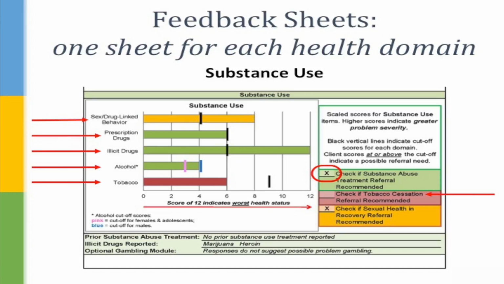The other thing that's in this particular chart is focusing on sex-drug-linked behavior. So if individuals have endorsed that they're using substances while engaging in sexual behaviors or in sexual risk behaviors, then you want to think about having a risk reduction strategy, talking about getting sexual risk reduction counseling. So those are the areas that we focus on for the substance use.